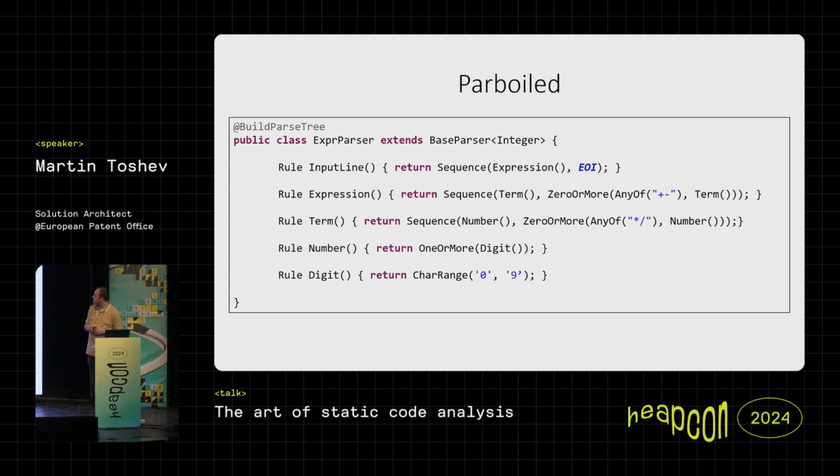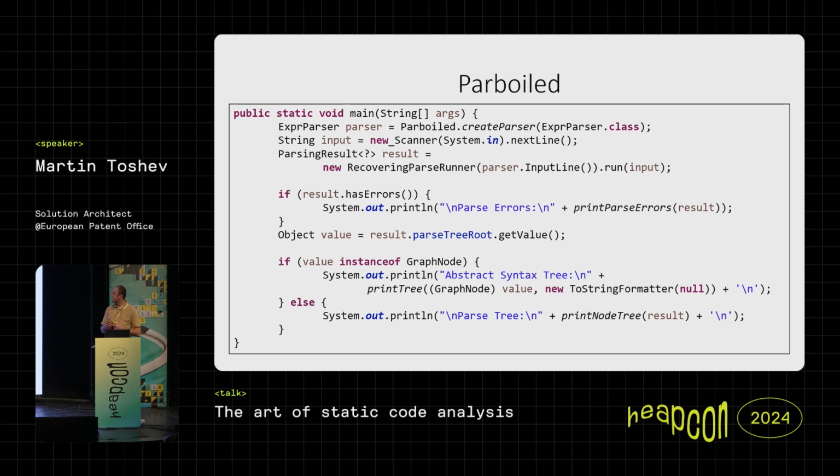Our root rule, or the input rule, is a sequence of expressions. Each expression might be a term, followed by one or more plus or minus characters. A term, on behalf of that, can be a number, and one or more multiplication or division signs, then another number. A number is one or more digits, and so on. So this is a very simple grammar that allows us to write numerical expressions, for example.